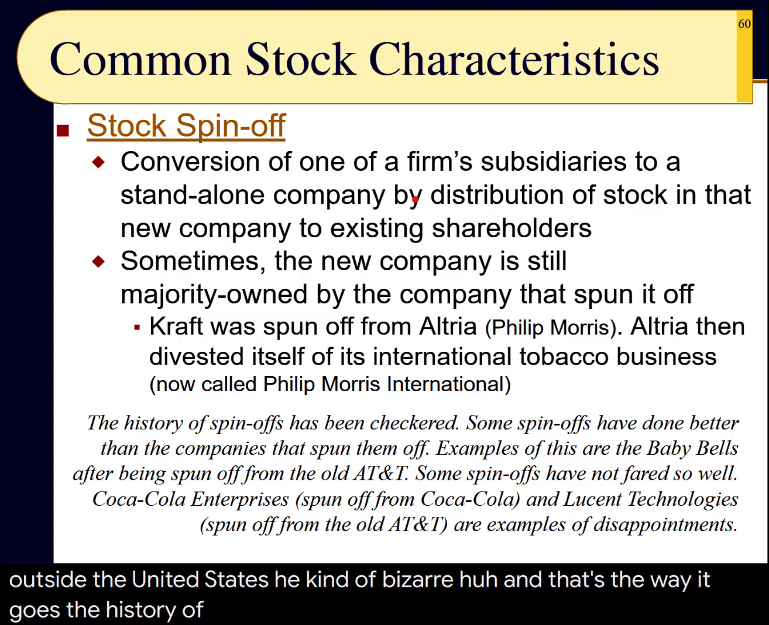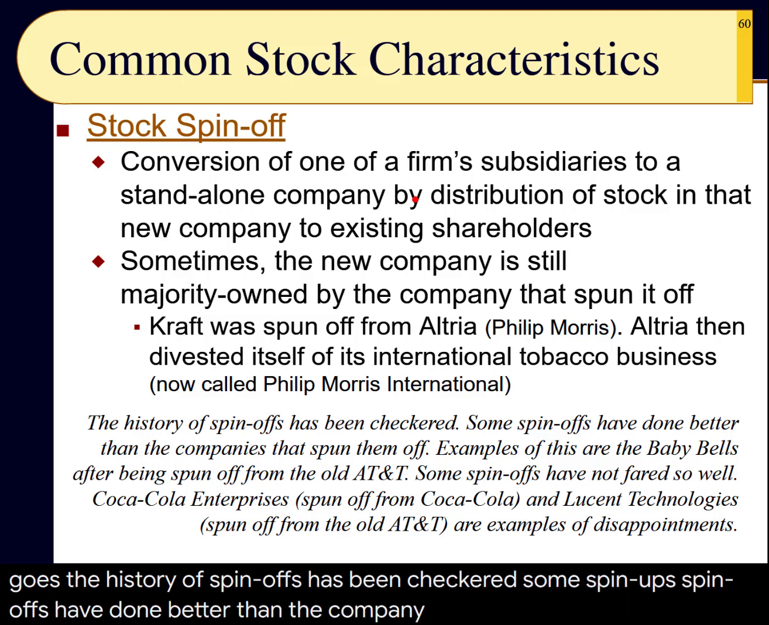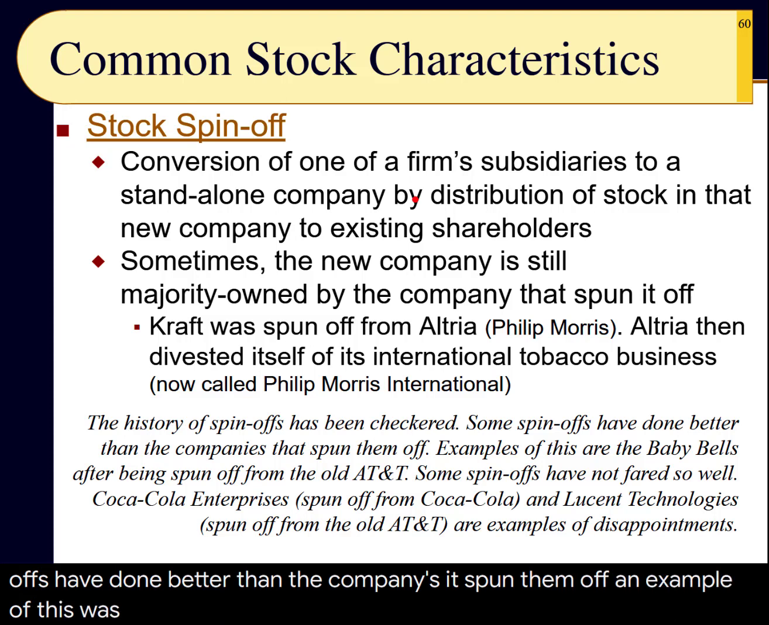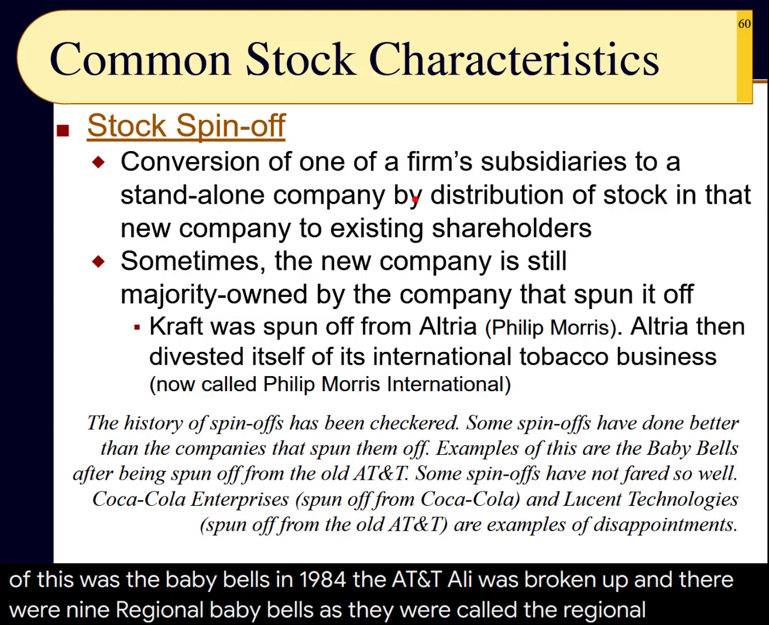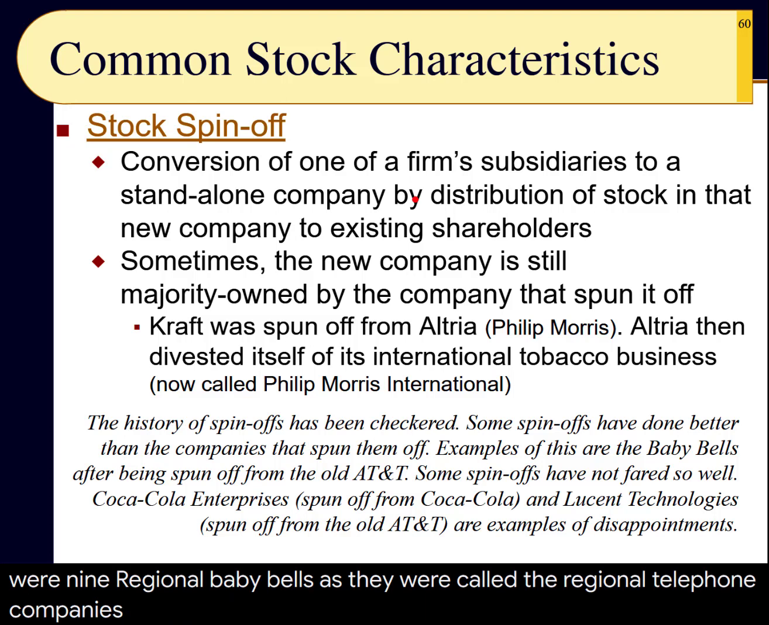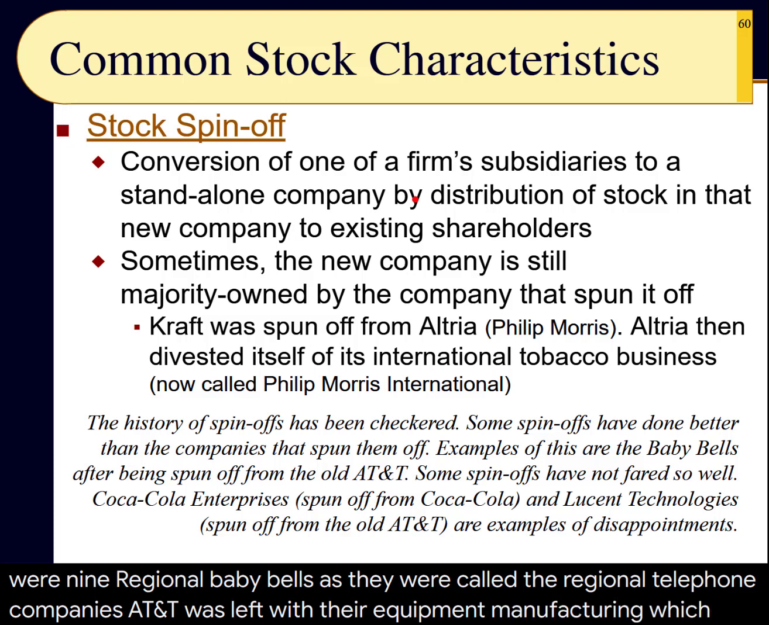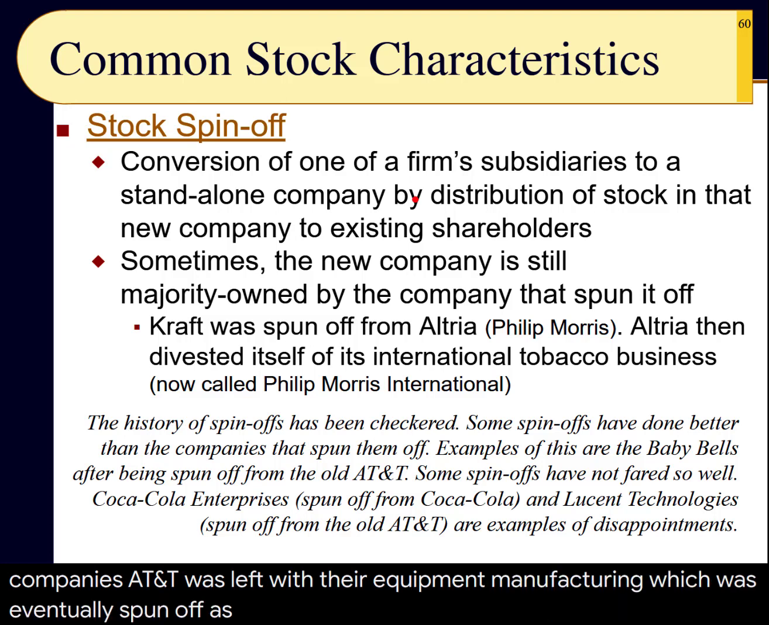The history of spin-offs has been checkered. Some spin-offs have done better than the companies that spun them off. An example of this was the Baby Bells. In 1984, the AT&T monopoly was broken up, and there were 9 regional Baby Bells, as they were called, the regional telephone companies. AT&T was left with their equipment manufacturing, which was eventually spun off as Lucent Technologies, and the long distance company.